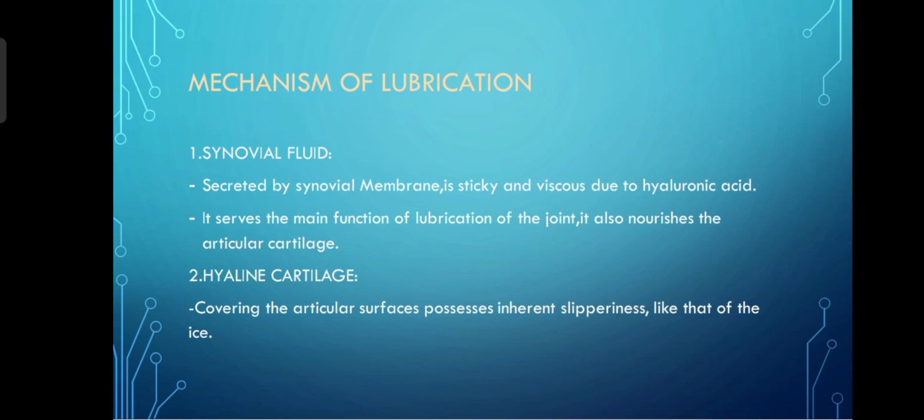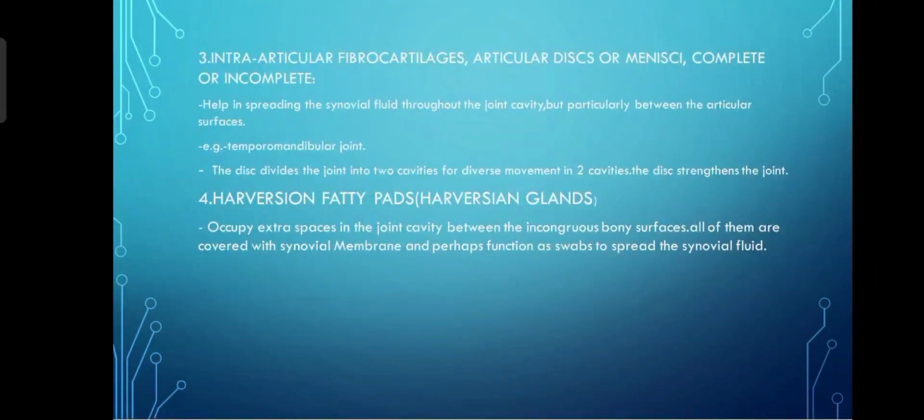Second is hyaline cartilage. Covering the articular surfaces, it possesses inherent slipperiness like that of ice. Third is intra-articular fibrocartilages, articular disc or menisci, complete or incomplete, which help in spreading the synovial fluid throughout the joint cavity, but particularly between the articular surfaces. Example: in the temporomandibular joint, the disc divides the joint into two cavities for diverse movement in the two cavities, and the disc strengthens the joint.